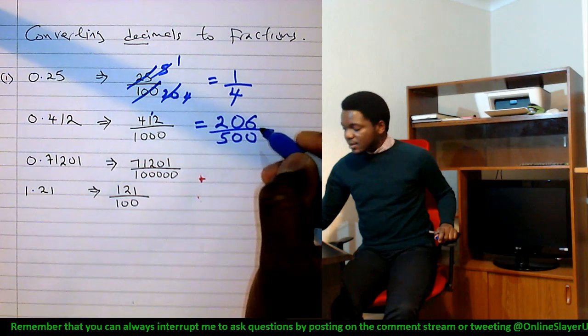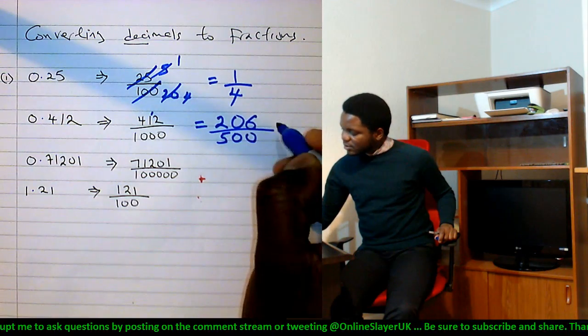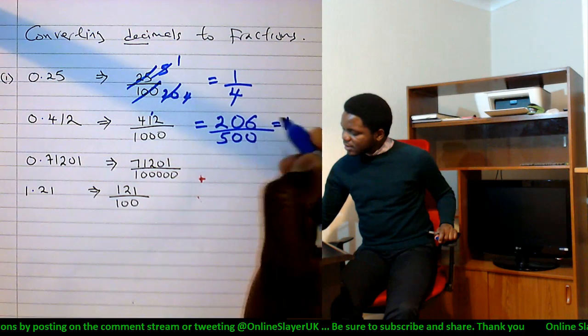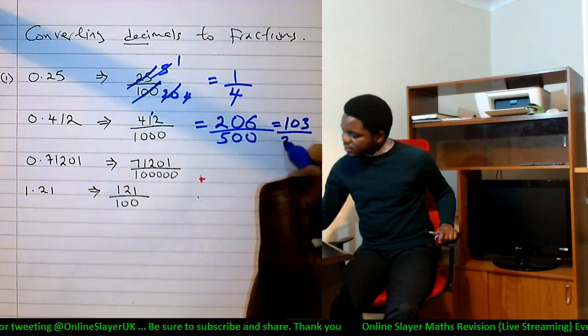2 can still go because it's still an even number. 2 in 2 is 1. 2 in 0 is 0. 2 in 6 is 3. 2 in 500 is 250.